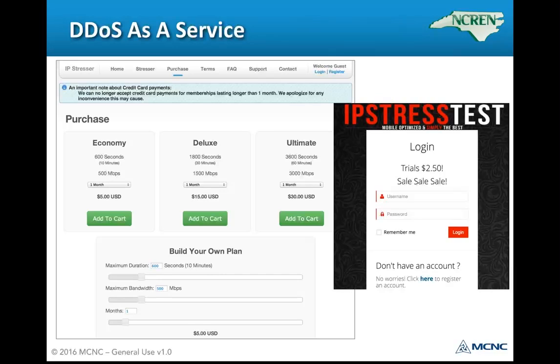DDoS attacks are not legal. The question was someone asked, is this legal? You can see both of these sites here, these two, actually use the term stressing. So IP stress test, the one on the right, the one on the left, IP stressor. These two happen to market themselves as stress testing services, offering the services to test your own network capabilities, how well it stands up to load coming in.